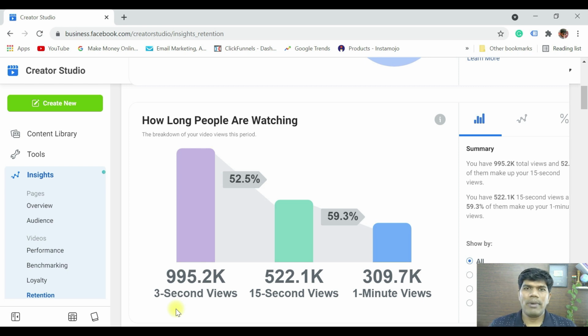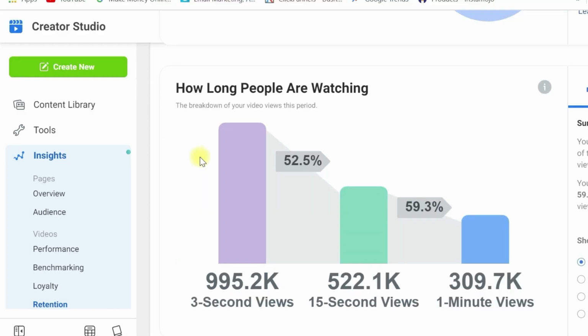Why? Because the moment somebody starts watching a video on Facebook, it's very easy for them to just scroll up, right? It does not even take more than 3 seconds, correct? That's where it is important to make sure the hook in the video is really, really important, so that it is holding audience attention to watch at least for 3 seconds. If somebody watches for 3 seconds, there is a high chance that they are going to watch for 15 seconds.